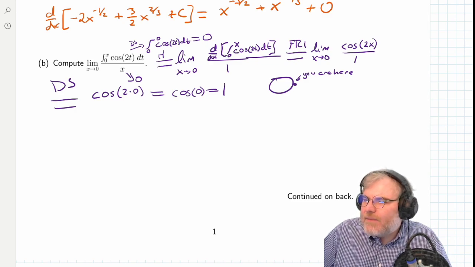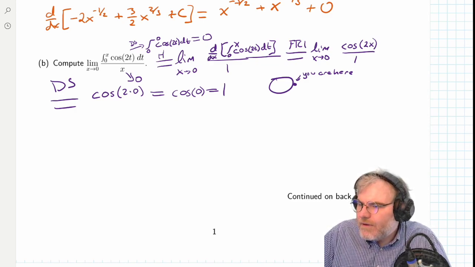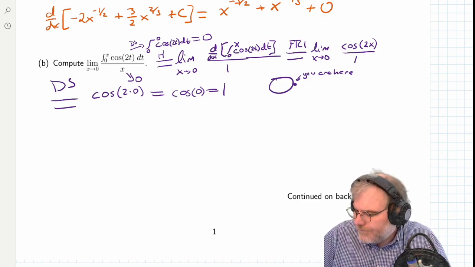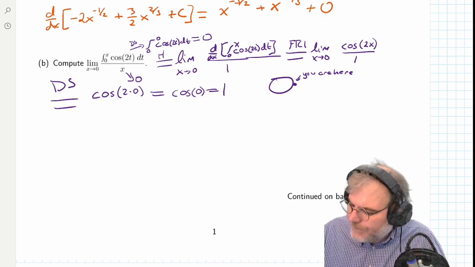So how do we feel about that? The whole kind of combination of steps. All right, that's one way to do it.